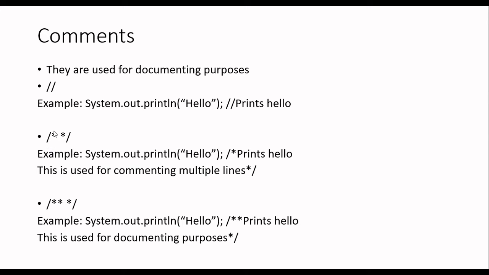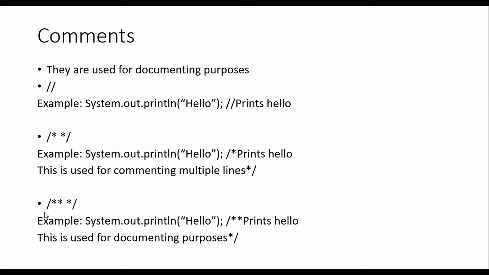Now we have slash, asterisk, asterisk and slash. In this example, we print hello and we have a comment for two lines. This type of comment can be used for multiple lines. The first one can be used only for one line, but the second one can be used for multiple lines. That's the advantage of the second type of comment.